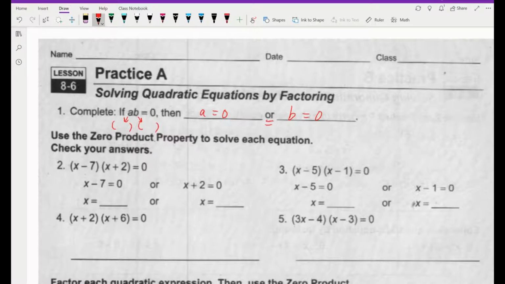Students will say x equals 2 and x equals 3. We don't say and because that's impossible. X cannot equal two different numbers at the same time. That's just not possible. So we say or.